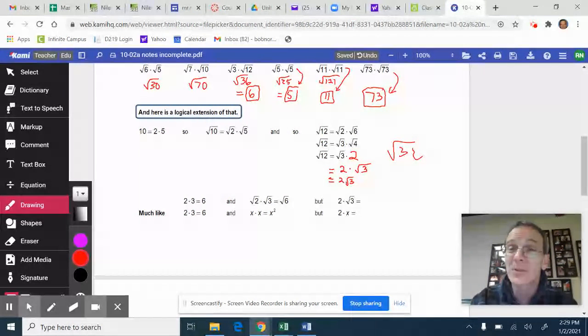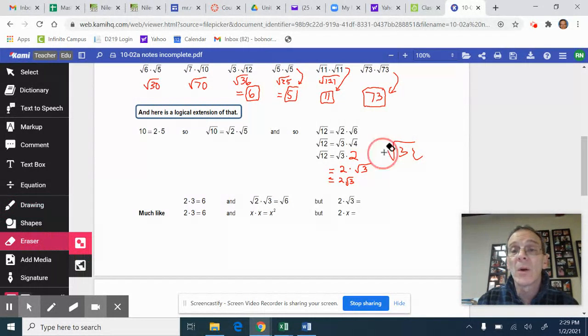Because it matters. If it's under the square root symbol, then what that really says is the square root of 32. And that's completely different from the square root of 3 times the whole number 2. So to avoid any confusion or uncertainty about that, we always write the whole number in front of the square root number. Okay?